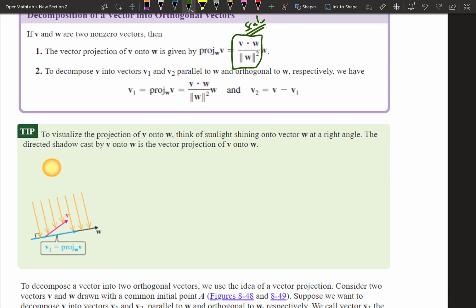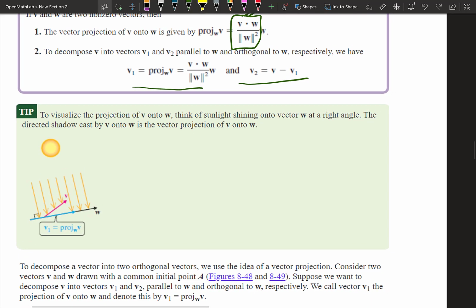So then to decompose vector v into vectors v1 and v2 that are parallel to w and orthogonal to w respectively, we get the following, right? So what this does is gives us like x and y vectors of the vector, right? And this is actually really useful like in physics, right? So then we just have some equations here to find v1 and v2. So v1 is going to be equal to the projection of v onto w, and v2 is just equal to v minus v1, right?